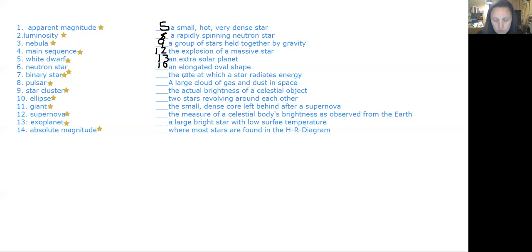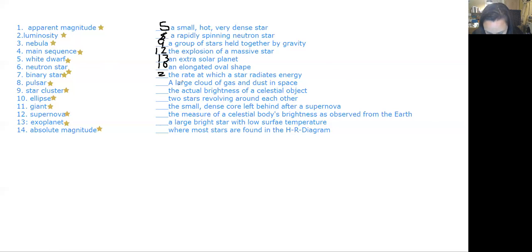All right, the next one, which is straight down from it, the rate at which a star radiates energy. So the rate, which can be calculated, the rate at which a star radiates energy. This is the luminosity. So right above that telescope, we're going to give it a number 2 for star number 2, luminosity. Luminosity is the rate at which a star radiates energy.